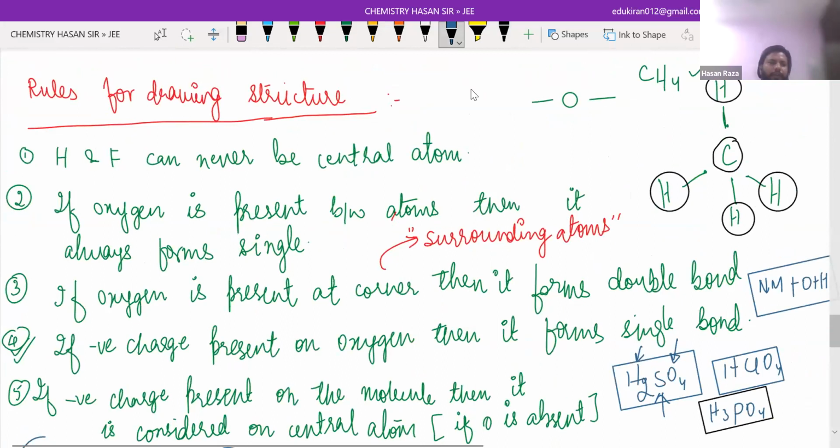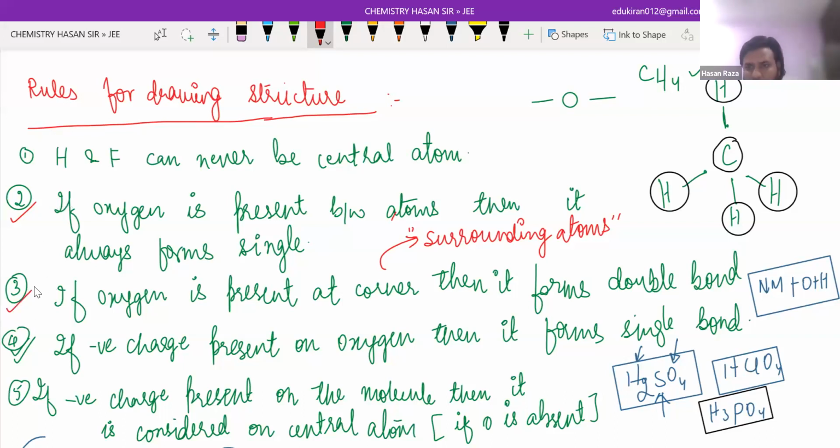So what I was telling you is rules for drawing a structure. First of all, hydrogen and fluorine can never be central atom. It cannot be in the center. The rules generally belong to the oxygen, for the most part. The second rule says that if oxygen is present in between 2 atoms, oxygen will make a single bond.